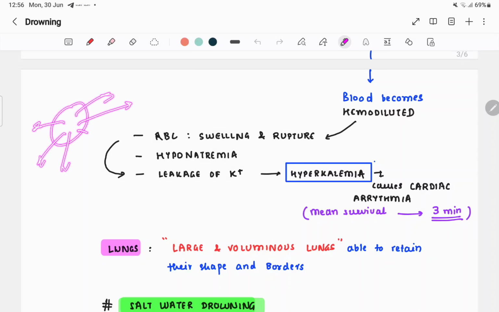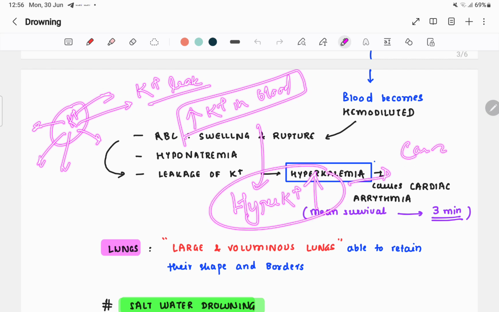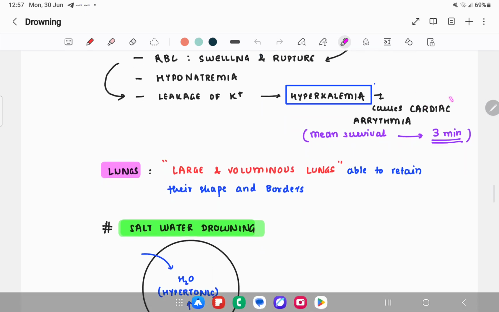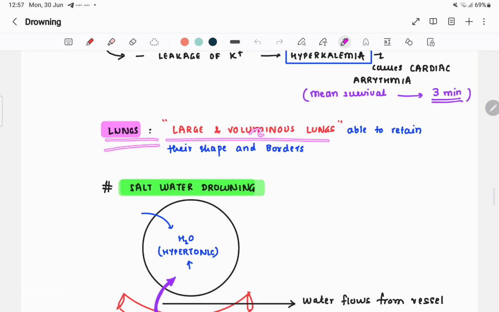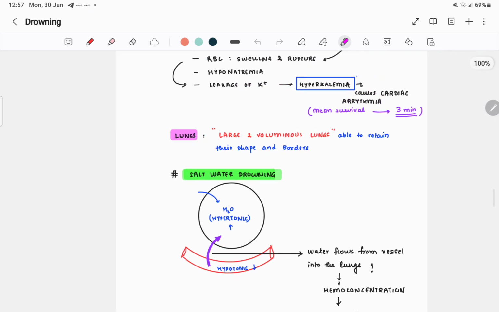What is the most predominant ion inside the cell? Potassium. Potassium will leak out and increase potassium in blood. Due to increased potassium in blood, there will be hyperkalemia, and this hyperkalemia will cause cardiac arrhythmia. It will cause very severe cardiac arrhythmia and death within 3 minutes. Lungs will be large and voluminous, able to retain their shape and borders. So the lung border will be irregular and shape will be retained, but there will be large, voluminous, boggy lungs. Okay.